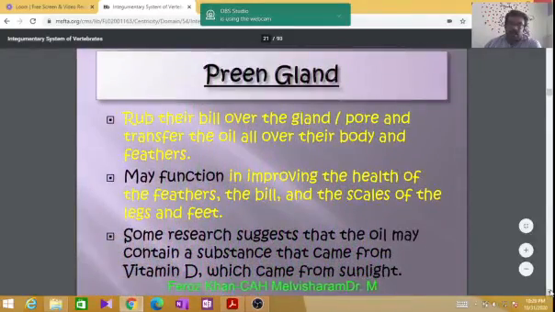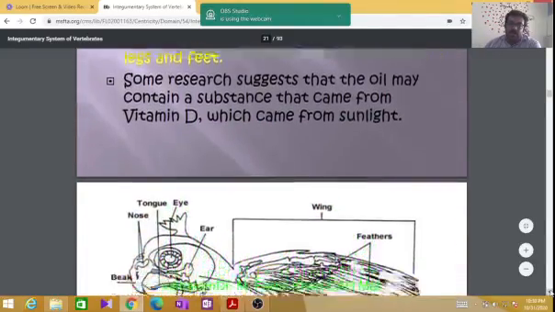What these animals do with the preen gland is rub their bill over the gland pore and transfer the oil all over the body and feathers. It improves the health of the feathers, the bill, and the scales of the legs and feet. The oil contains a substance that came from vitamin D, which came from sunlight.